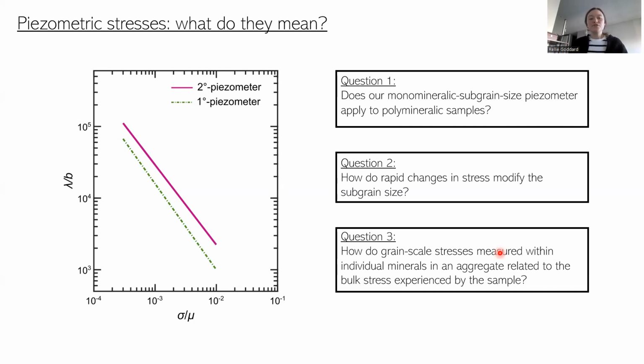And then the third one is, obviously, if we're looking at a polymineralic rock, we're measuring the stress within an individual phase in that system. So we really want to know what the bulk stress of those rocks is. And so we need to know how the stress within an individual phase relates to the bulk stress experienced by the sample.